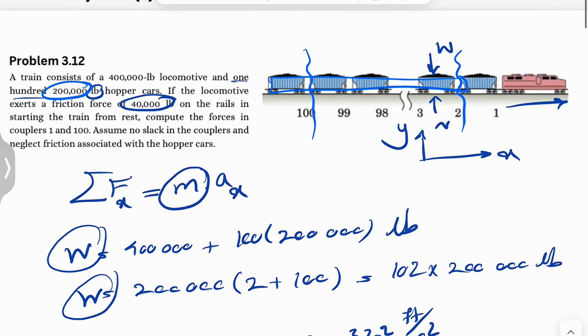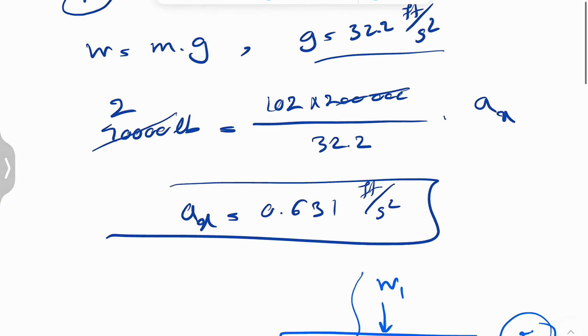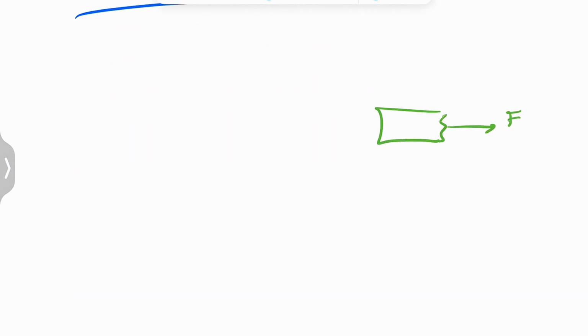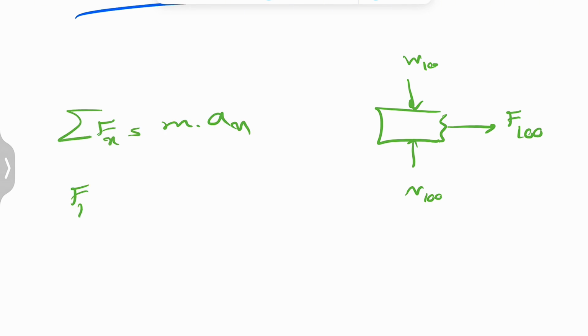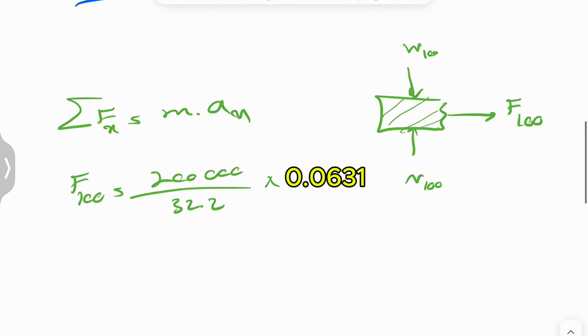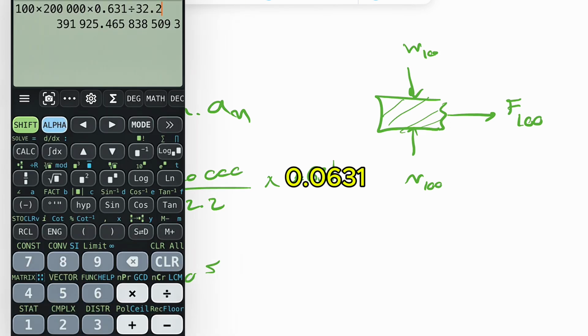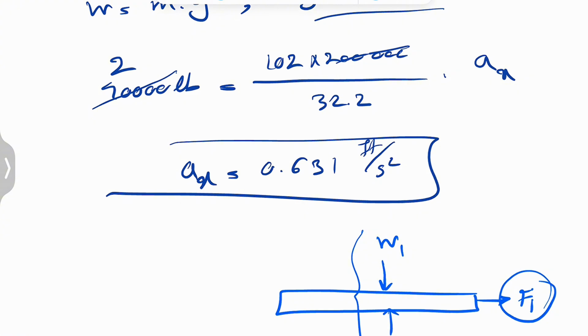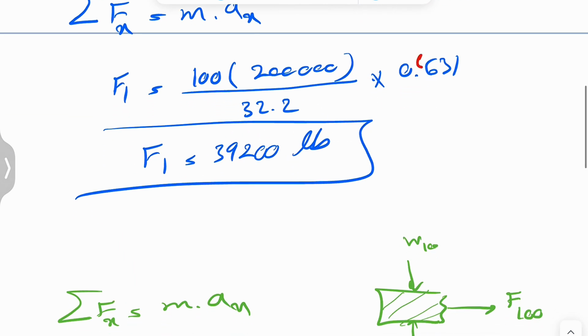And for the last one, I'm going to do our cut in here, and we're going to be dealing with this part. So again, we can call this one F100, and same thing, W100 and N100, or whatever name you want to choose. This F100 is equal to, the mass would be only the mass of one of the cars, which is 200,000 pounds, divided by 32.2, times the same acceleration, 0.631, and that's going to give us the force in the other one. So basically, all right, so here this is going to be 0.2. We're going to have another 0 in here, same in here.